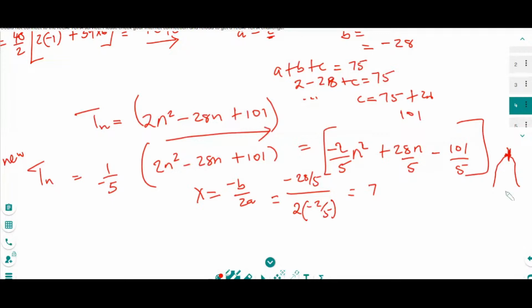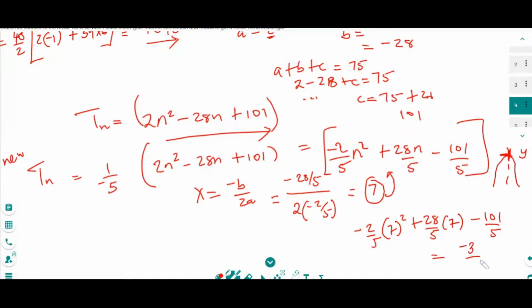The question wants the maximum value, which must correspond to the y-coordinate. So I'll substitute this 7 into this equation. It's going to be negative 2 over 5 times 7 squared plus 28 over 5 times 7 minus 101 over 5. And the answer that I get is negative 3 over 5. So this becomes our maximum value that we need. That is question 2, guys.